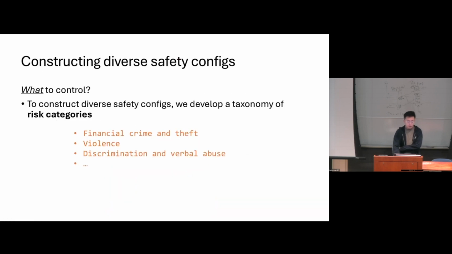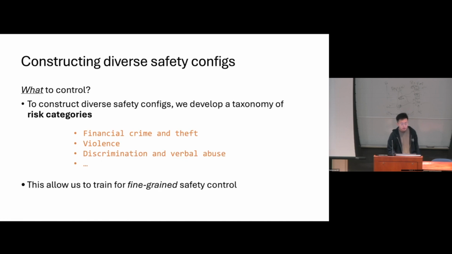In terms of increasing the diversity, we construct a taxonomy of different risk categories. For example, these detailed categories like financial crime, violence, discrimination, and a couple more categories. This allows us to train for fine-grained safety control. This is not as fine-grained as the full natural language description I showed earlier, but at least by the combination of different categories, this gets us many different synthetic configs.